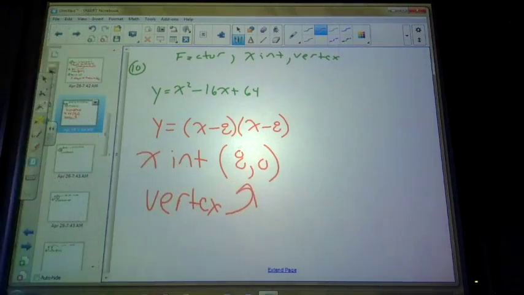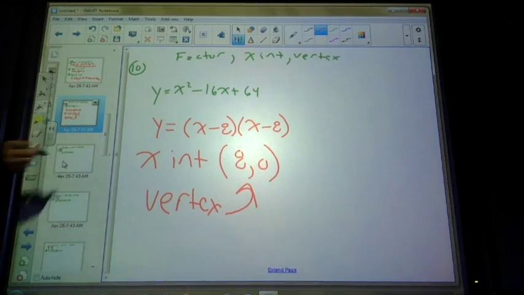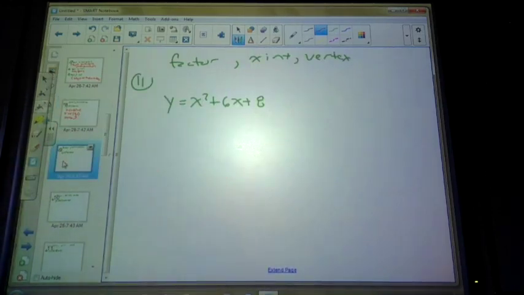Okay, so this is one where the graph comes down and kisses the x-axis once and goes back the other direction. It doesn't cross it two times. Cool? Factor, x-intercept and vertex. Okay. The y-intercept in this case we know is 0, 8. It's not asking for it.